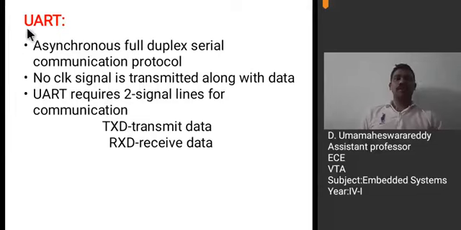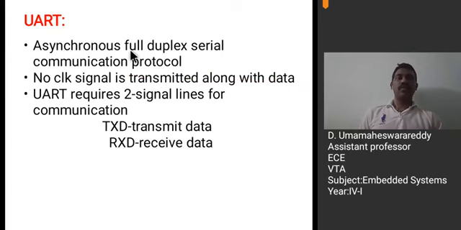In this class, I am going to deal with UART. UART means Universal Asynchronous Receiver and Transmitter. This UART is an asynchronous full duplex serial communication protocol. See, the name indicates it is an asynchronous protocol. Asynchronous means no clock signal is transmitted along with the data in the UART communication protocol.